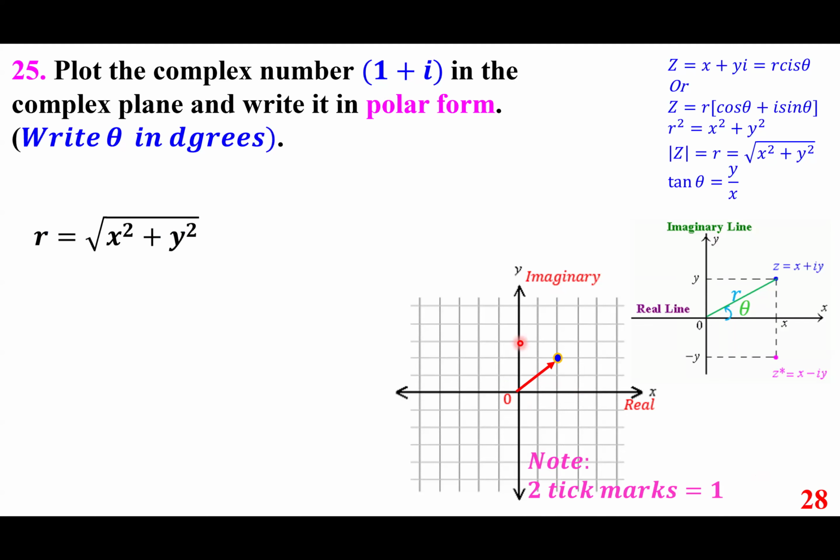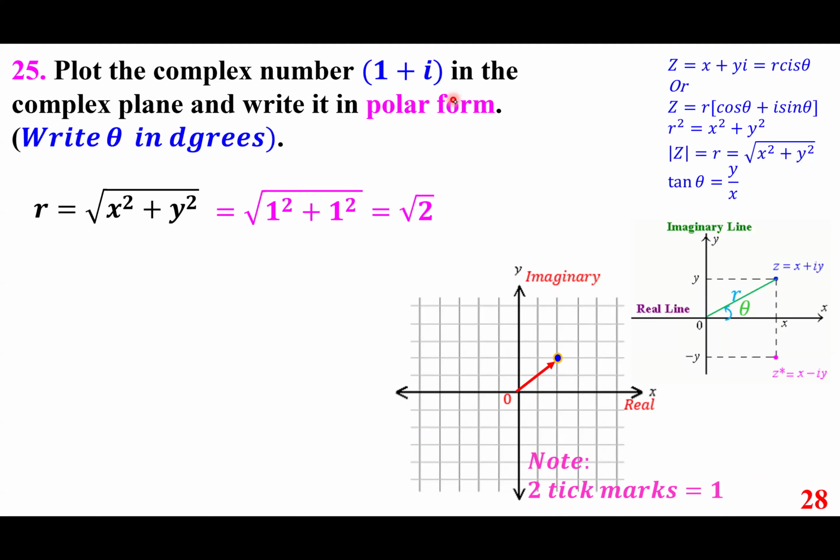and now you calculate the r, square root of x squared plus y squared. That means 1 squared plus 1 squared, and it's square root of 2. Tan theta is y over x, and therefore theta is equal to 45 degrees. Okay. So this is 45 degrees, everybody.